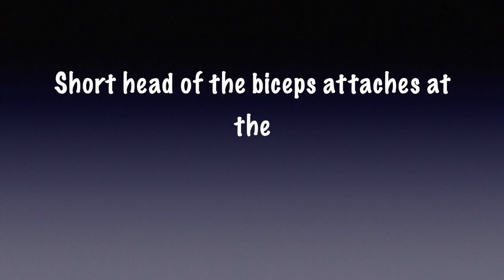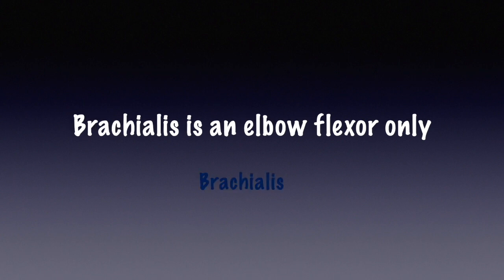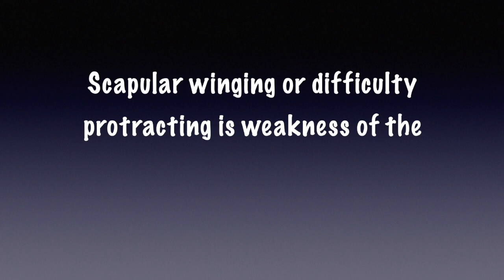The short head of the biceps attaches at the coronoid process. Blank is an elbow flexor only. The brachialis is an elbow flexor only. Scapular winging or difficulty protracting is a weakness of the serratus anterior.